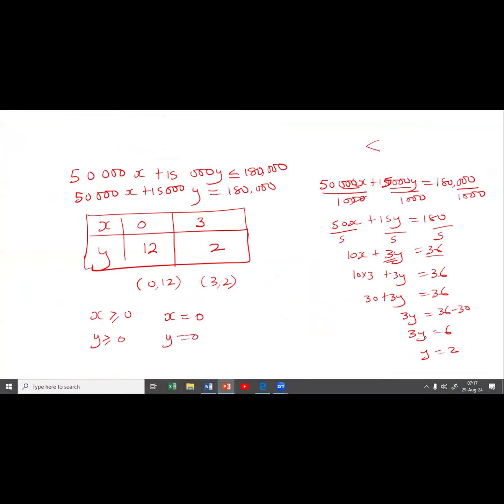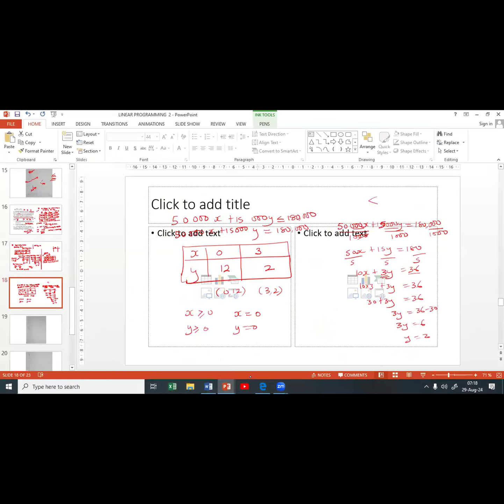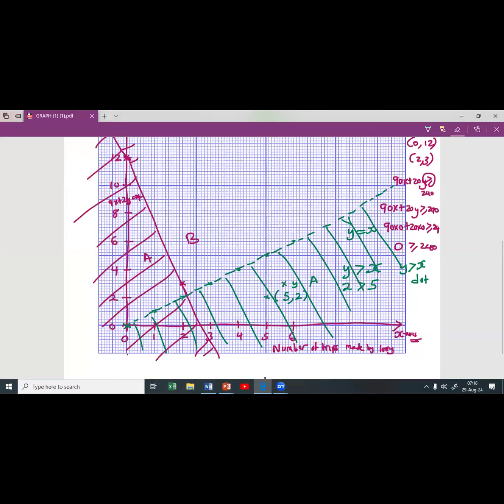Teacher? Yes. Could I ask one more question? Could you go back to the graph, please? Okay. Yes. The graph. So, how do you know when to shade the unwanted? How do you know that's an unwanted? Why would it be the unwanted?